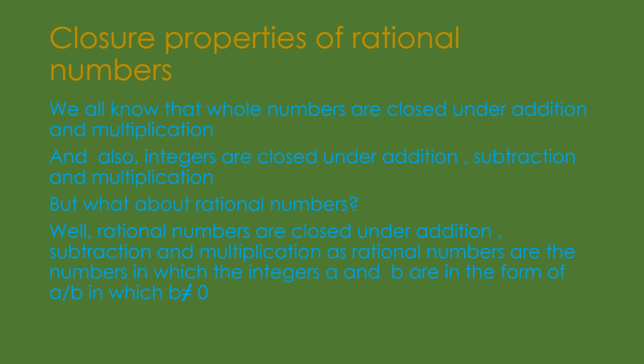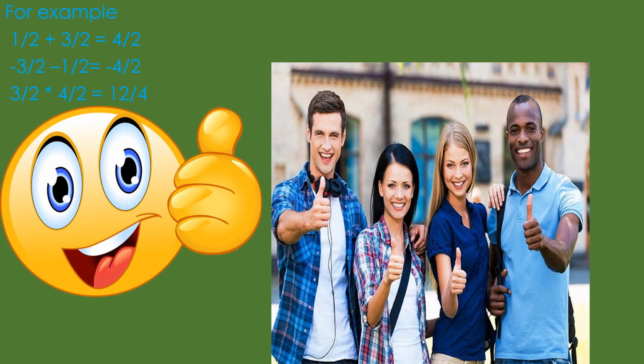Remember this. Rational numbers are the numbers in which the integers a and b are in the form of a by b, in which b is not equal to 0. Understood? Okay, let's go to the examples.